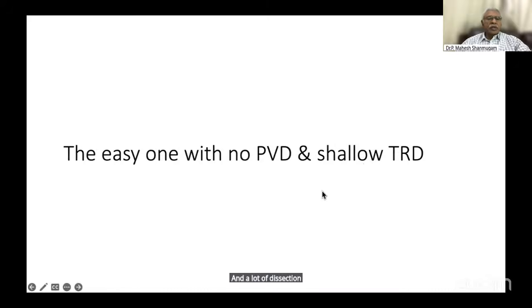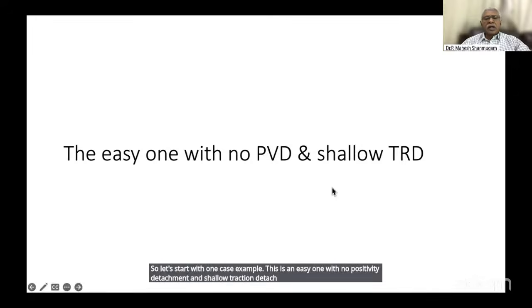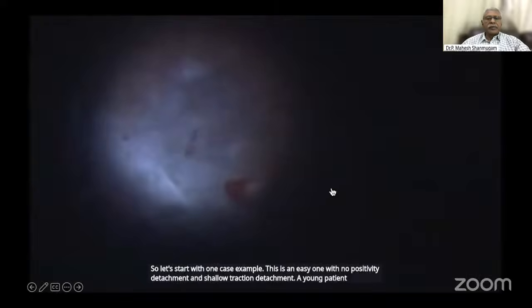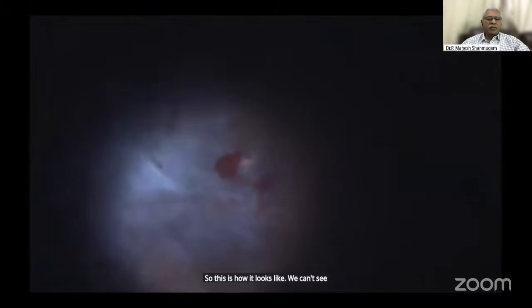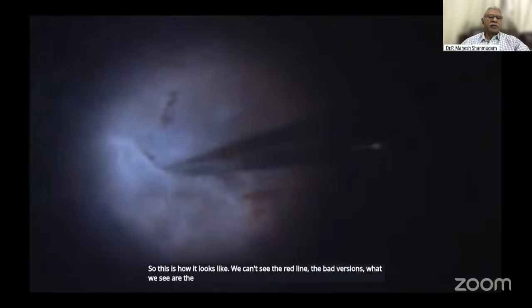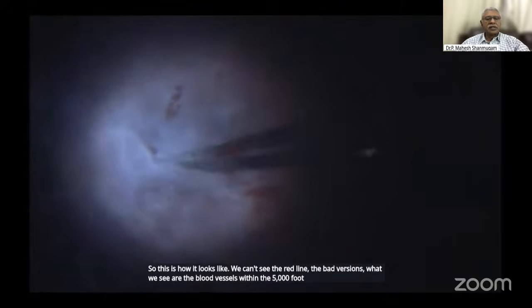So let's start with one case example. This is an easy one with no posterior detachment and shallow traction detachment. It's a young patient and a fairly recent history. So this is how it looks. We can't see the retina. What we see are the blood vessels within the fibrous tissue proliferation. We can't see the disc as well.